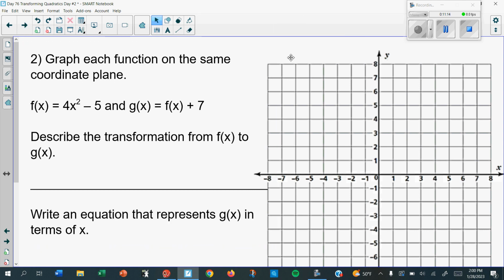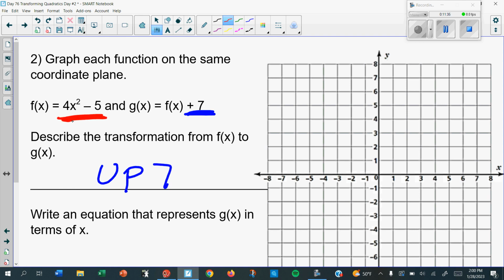So here we go. It says f of x is that, g of x is just f of x but plus 7. So where do you see the 7? Is it inside or outside the parentheses? It's clearly outside, so that's going to make it move up 7. So we already know it's going to move up 7. So first thing we have to do is make two graphs. Let's graph f of x, and then we'll graph g of x.